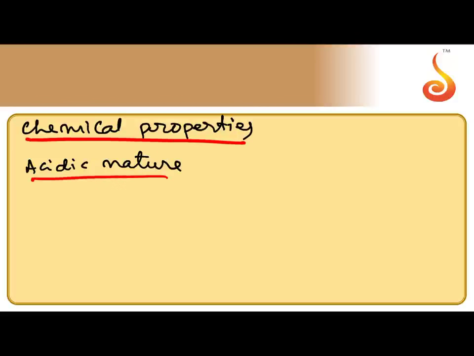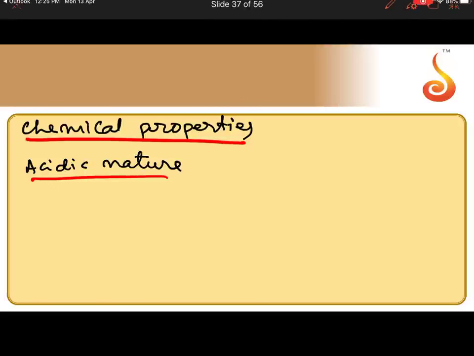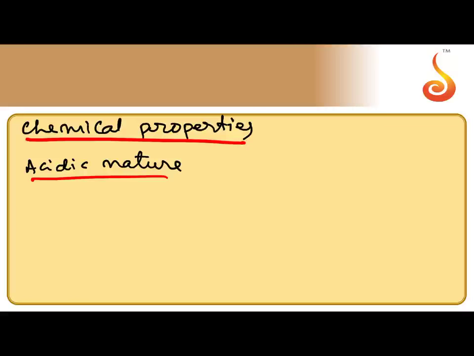Chemical properties of carboxylic acids, mainly we have to discuss about the acidic nature. Carboxylic acids can act as acids because they can donate H plus ion. RCOOH undergo deprotonation. They can donate H plus ions and become carboxylate. So carboxylate is the conjugate base. Carboxylic acid is conjugate acid. Now, the relative acidic strength.